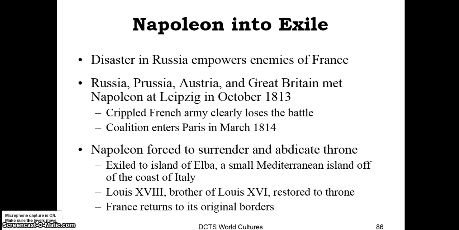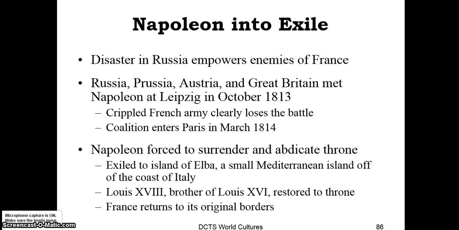Because of this, Napoleon is sent into exile. The disaster in Russia empowers enemies of France. Russia, Prussia, Austria, and Great Britain meet with Napoleon in a place called Leipzig in October 1813, and the crippled French army clearly loses the battle. And then this coalition of four countries enters Paris in March, and Napoleon is forced to surrender and give up his throne, or abdicate. He's going to be exiled to the island of Elba down in the Mediterranean.